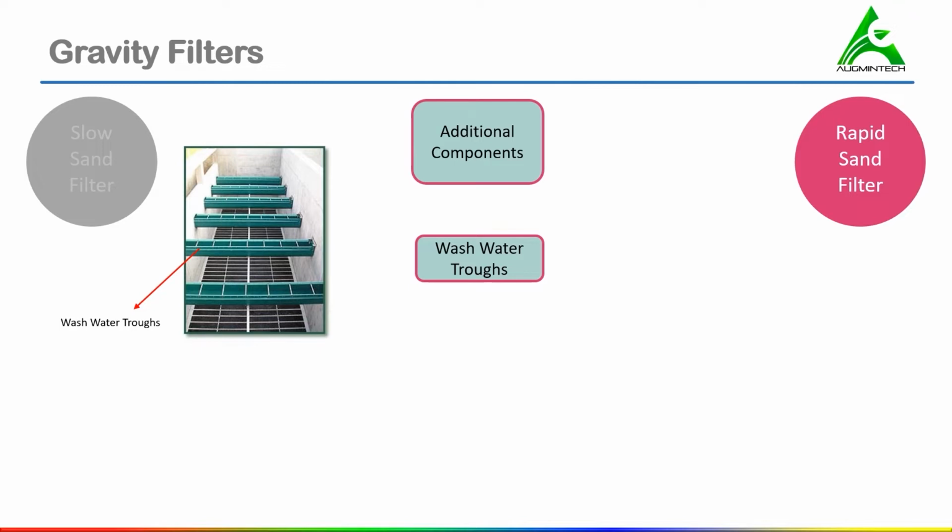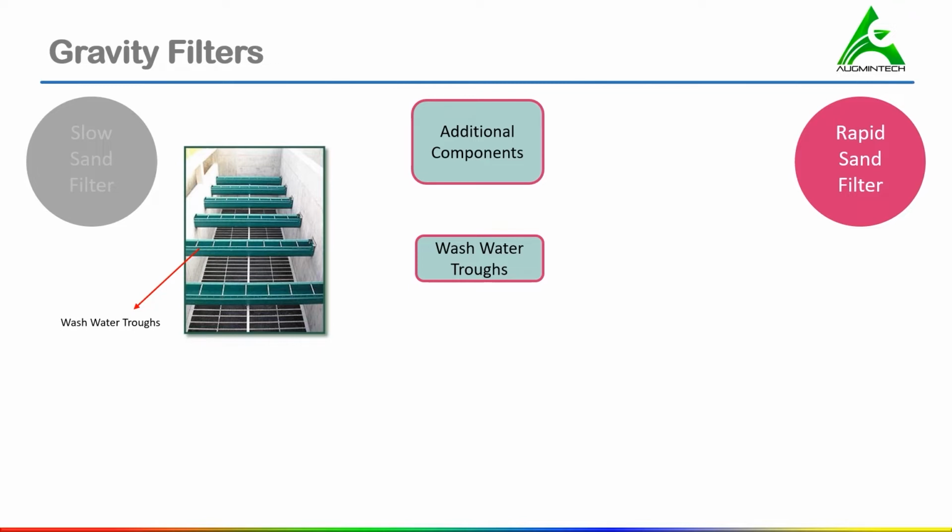These troughs may be constructed of RCC, asbestos cement, plastic, cast iron, and steel, out of which RCC troughs are commonly used. The point to be noted, the spacing of the troughs from the layer of the sand is kept between 1.2 to 2 meter so that the horizontal distance traveled by the dirty water over the surface of the sand bed is kept between 0.6 to 1 meter before entering the trough.